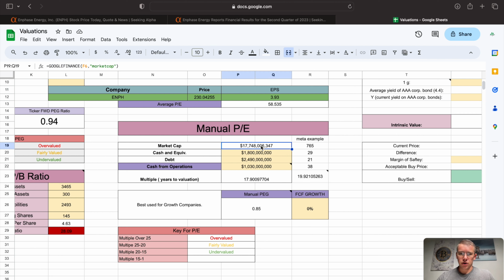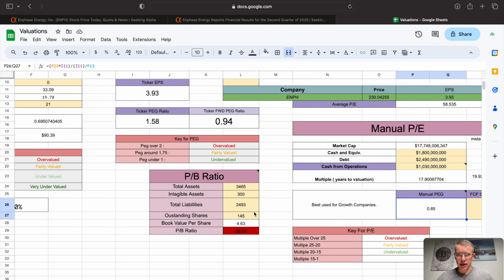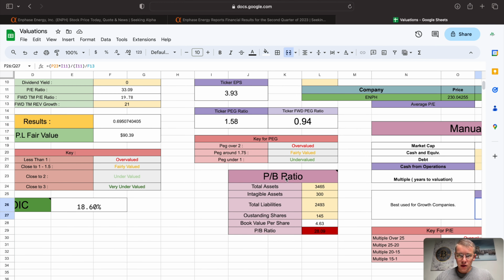We have our manual PE of, let's see here, comes down 18 years before this company equals its current market cap at its current growth rate, which is also less than a one PEG based on that calculation, on that multiple.